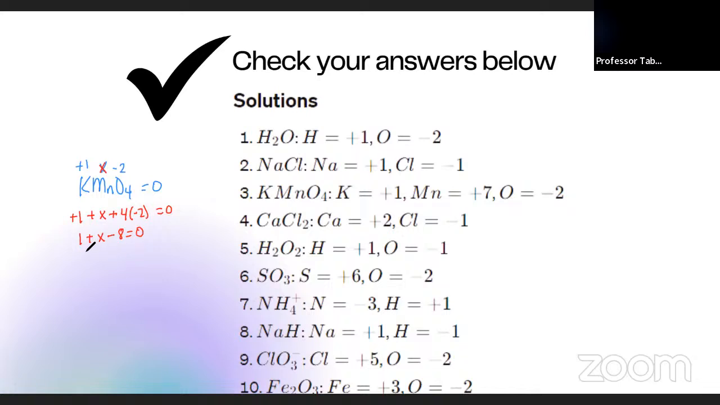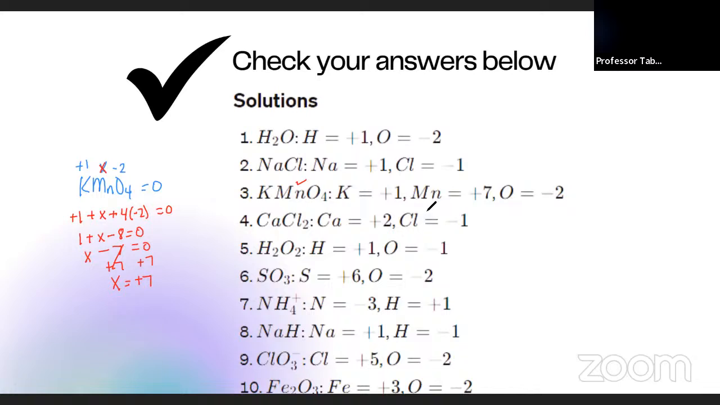Well, 1 minus 8, of course, it's going to equal -7, okay? But you've still got the X though right there, okay? This is still equal to 0. So you have the 1 minus the 8 here, that gives you -7, and your X is here. You're trying to move the 7 to the other side over here, and you end up with saying that X is equal to +7. So that's how we know the charge for manganese equaling +7, okay? Right here for manganese.